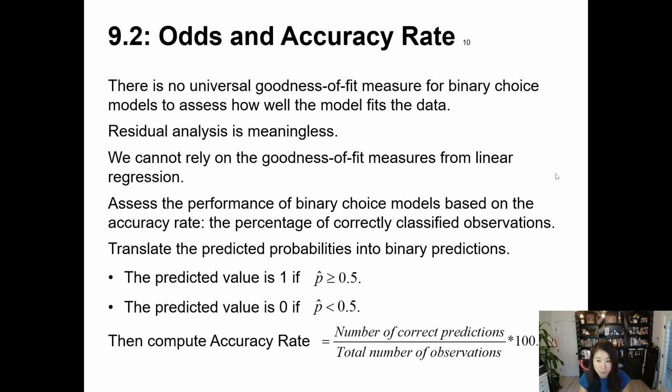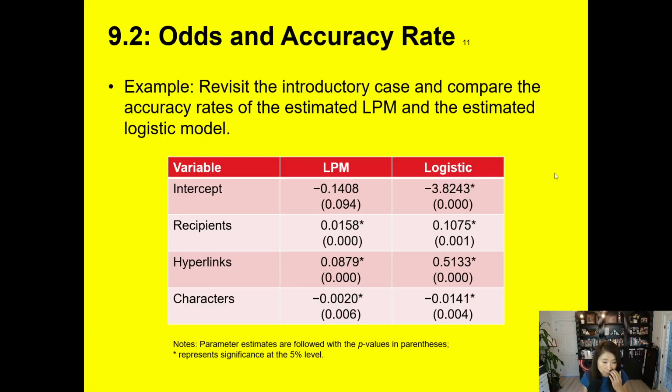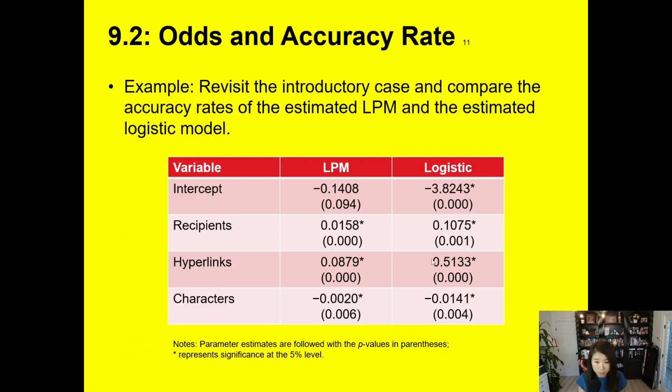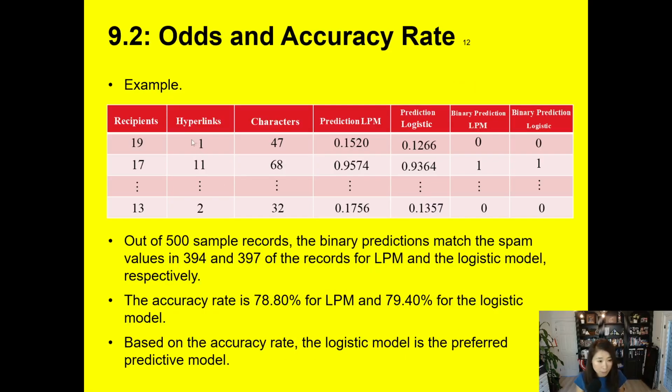Okay, so let's look at the example together. Again, we are revisiting the spam email case, and again, focus on the logistic regression column. Remember we have 500 samples, and we are able to use the model we already estimated, and then we plug in the value of the number of recipients, the number of hyperlinks, the number of characters, and then we are able to use the logistic regression to predict.